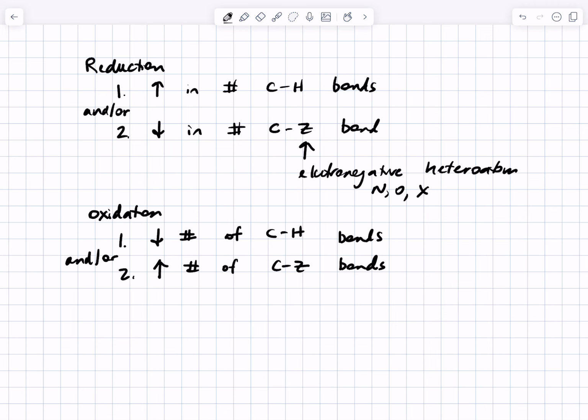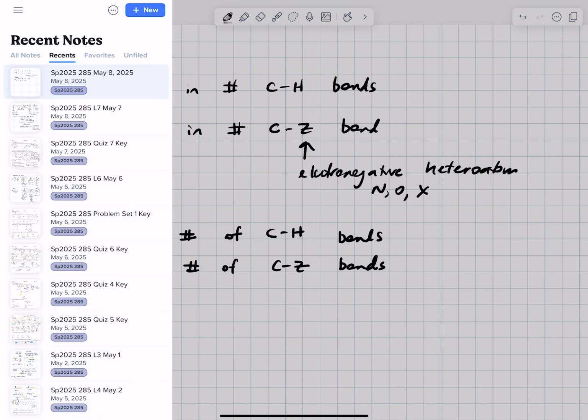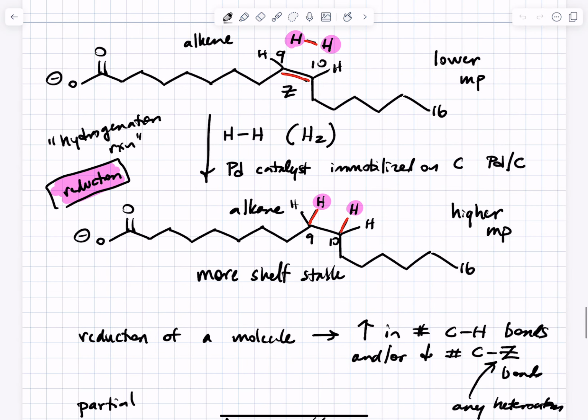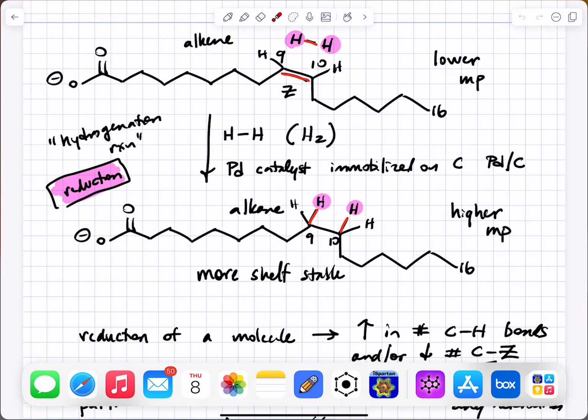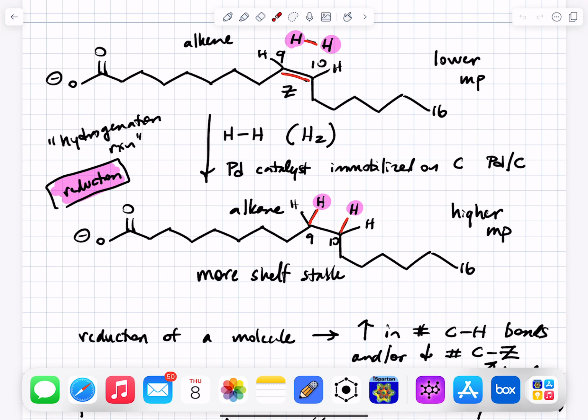So, in the example that I showed you from last time, the hydrogenation of oils, you can see that the alkene carbons 9 and 10 each only have one CH bond. We reduce the alkene to the alkane, and now they each have two CH bonds. So that's how you can recognize something that's reduced. Okay? So your quiz has some examples of how to do this.